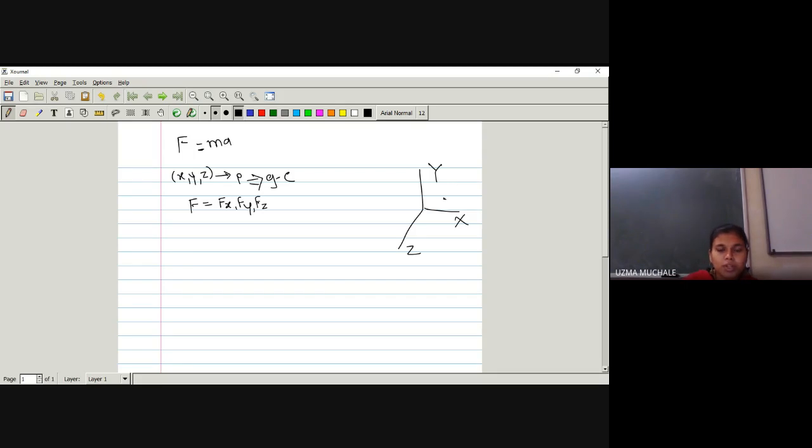So due to application of force, the force may be applied in either X, Y or Z direction. Okay. So we can say now the force is divided into 3 parts, that is component of force. There are 3 components of force, that is force acting in X direction, force acting in Y direction, force acting in the Z direction.